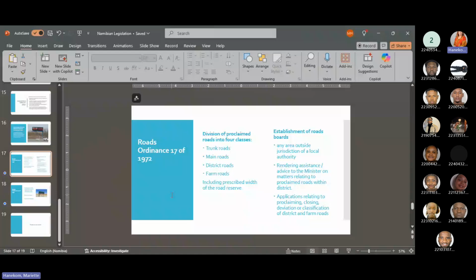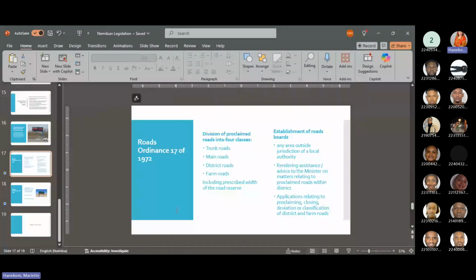And then also, for each of these classes of roads, there is a prescribed area at the side of the road named the road reserve, where no construction may take place. And the prescribed width, how big the road reserve must be, is also prescribed in the roads ordinance.